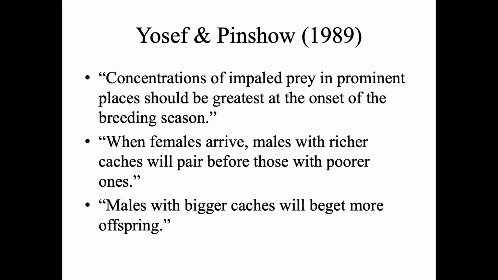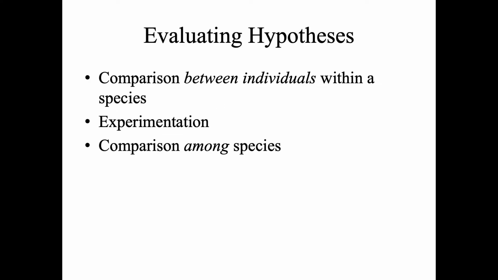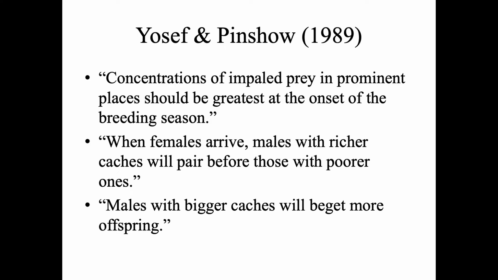So the example that we've looked at so far, we read the paper by Joseph and Pinchot looking at shrike behavior. In this case, which of these three methods was being used? Between individuals within a species. So they were looking at individuals within a species. What else was being done? They were also experimenting. So simply because you have these three things doesn't mean that you can't use them in concert with one another, but they're different ways of going about things.